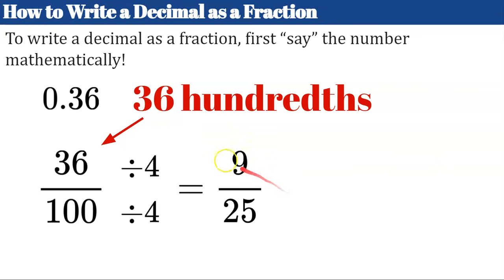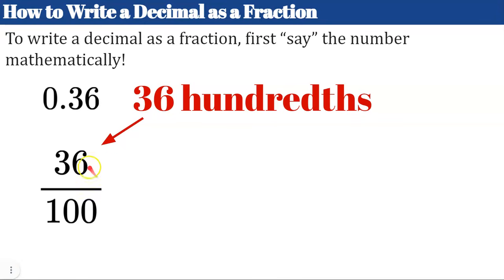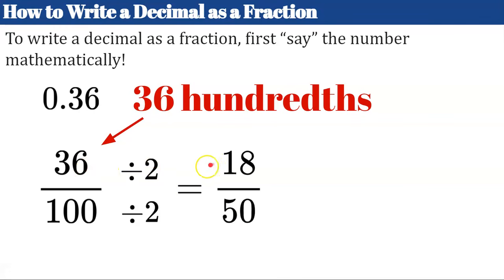Now let me show you another way, because you may not have looked at this and noticed that both of these values were divisible by 4, and you're looking for a number that they're both divisible by. So meaning you couldn't divide the top by 4 and the bottom by 5. They have to be divisible by the same value. So let's erase this. You could have also said, because they're both even, we know all even numbers are divisible by 2. If I divide the numerator by 2, I must divide the denominator by 2. 36 divided by 2 is 18.